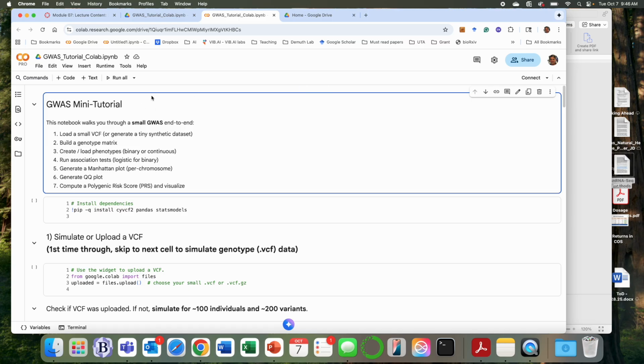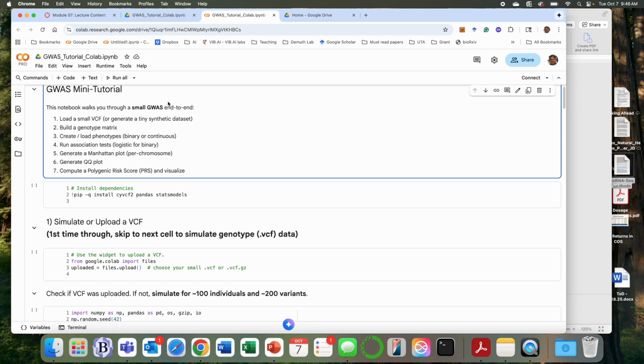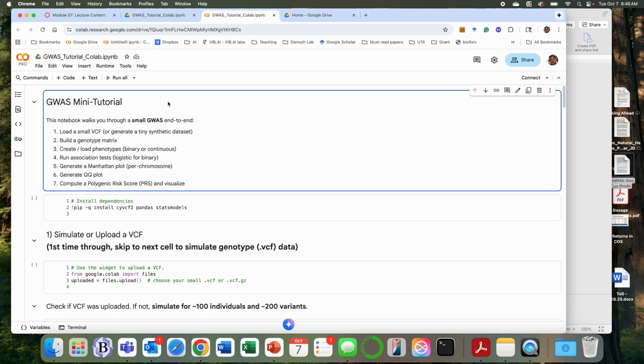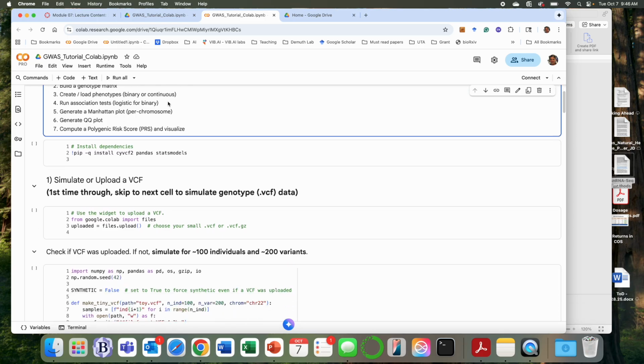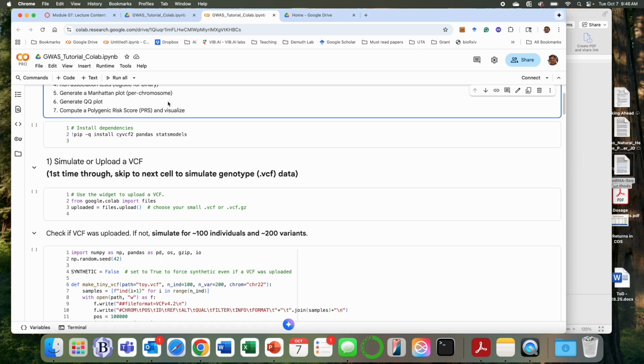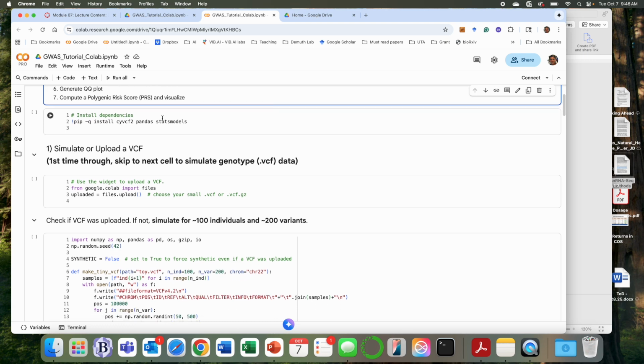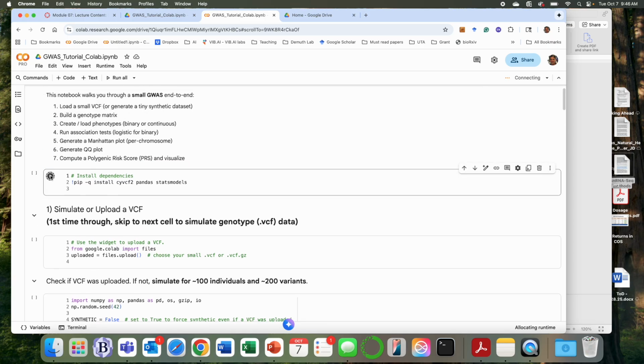Okay, and we'll walk through this the first time together. In our first example, we're going to simulate some data, and then I'll have you work on some chromosome 22 human data. But the first step is to run this cell that installs the dependencies.